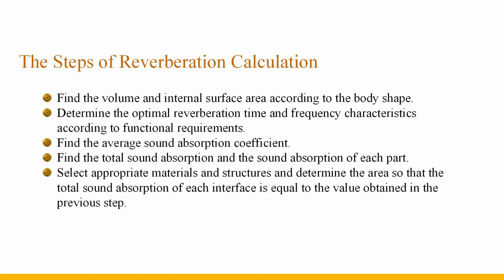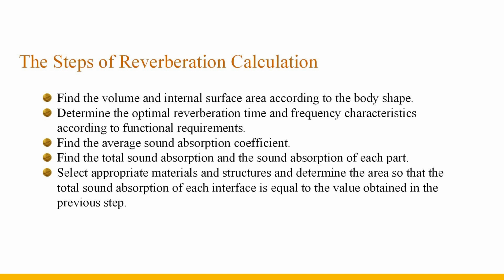The second, determine the optimal reverberation time and frequency characteristics according to the application requirements. The third, calculate the average sound absorption coefficient of the hall according to the calculation formula of reverberation time. The fourth, find the total sound absorption and the sound absorption of each part. The fifth, select the appropriate material and structure and determine the area so that the total sound absorption of each interface is equal to the value obtained in the previous step.